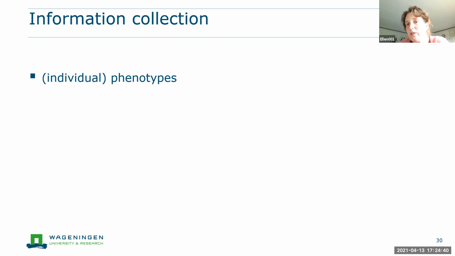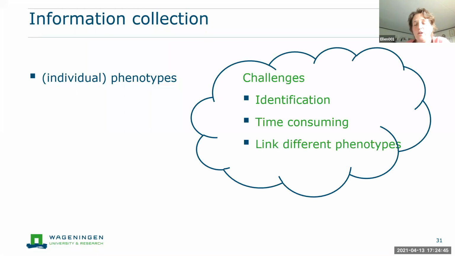In livestock, we often collect individual phenotypes. But in insects, this is a challenge because I already mentioned that identification is difficult. It's also time consuming to collect all the individual phenotypes. It would be nice if new technologies will be there in the future so that we could do some automatic phenotyping. But it's also a challenge to link the different phenotypes of one individual to each other.